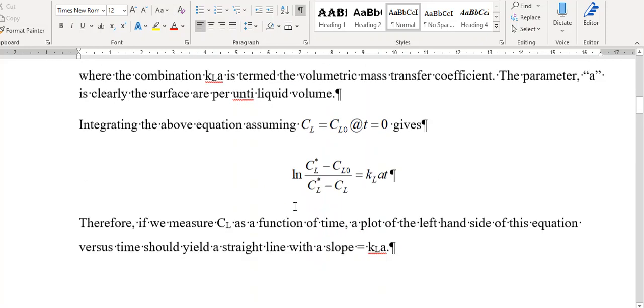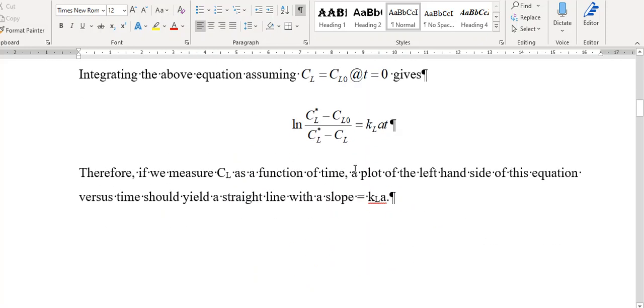So if you do the integration on that, you get this equation, which, again, you should look back on your heat transfer notes. You'll see we get a very similar thing, except instead of the KLA, we will have here UA over mCp. So it's good to see the connections between subjects sometimes.